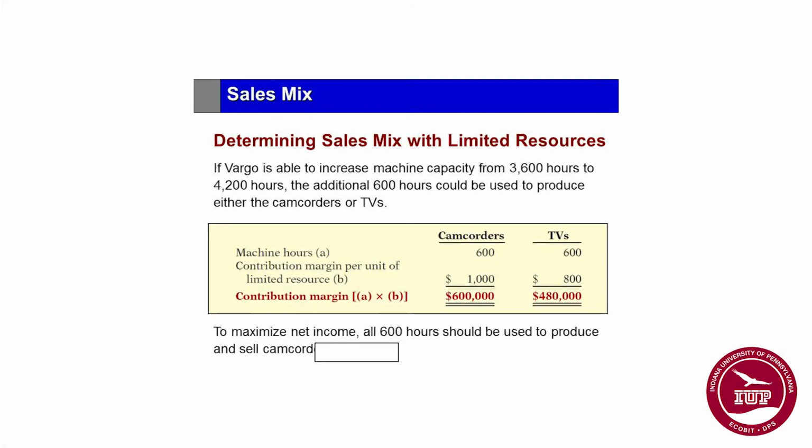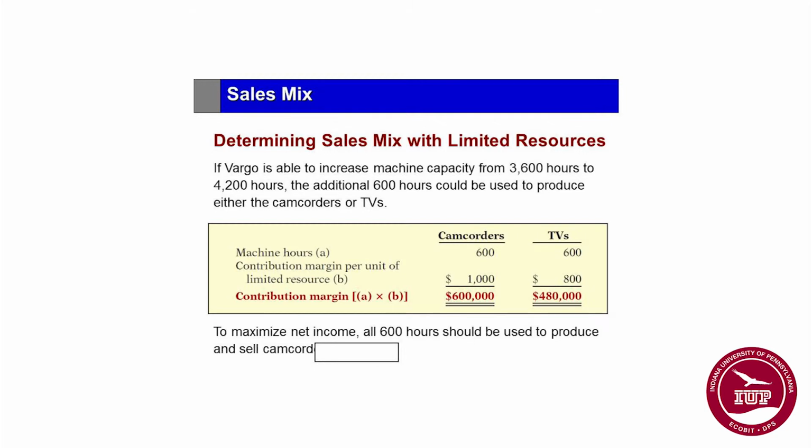So if you produce the camcorder, 600 camcorders, and if you use all 600 machine hours for camcorders, you'll have a contribution margin of $600,000, versus if you use that additional 600 hours for TVs, you'll have a contribution margin of $480,000. So in this case, it'll be better to produce camcorders first, and that is limiting the resources.